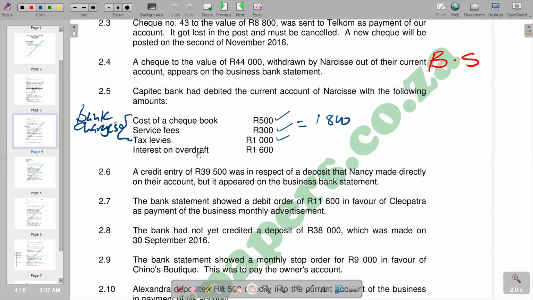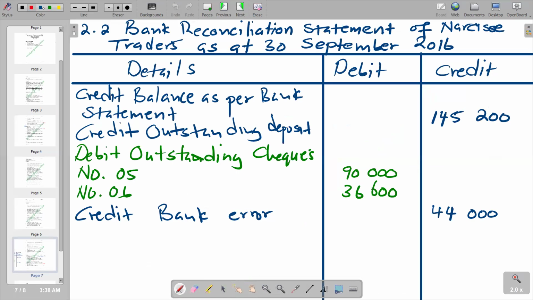So already, it's a credit entry. By removing it, we go to the opposite side, which is the debit side, and we've identified that this error is affecting our bank statement. So you go to the debit side to remove the 39,500, which is appearing on the credit side. So we go to the bank reconciliation, and we are now debiting a bank error.